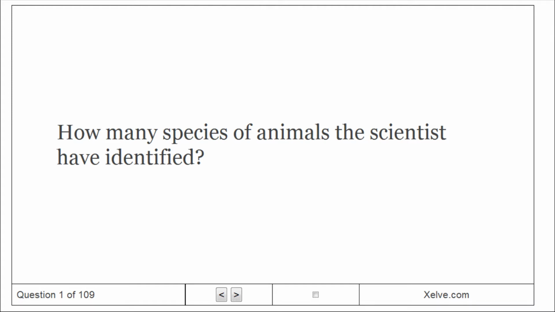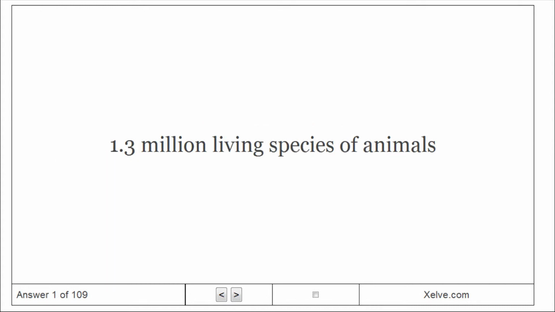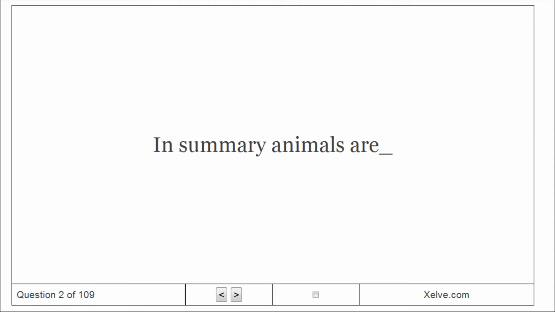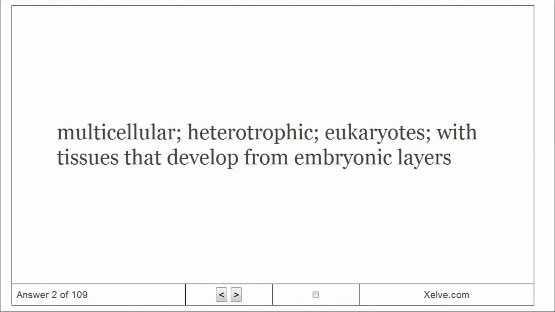How many species of animals have scientists identified? 1.3 million living species of animals. In summary, animals are multicellular, heterotrophic eukaryotes with tissues that develop from embryonic layers.